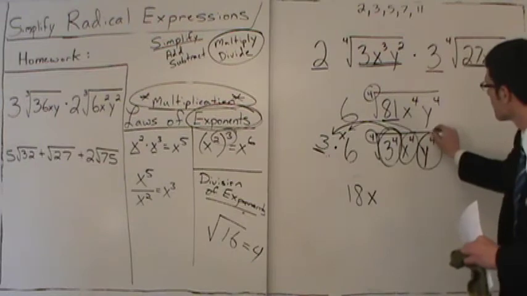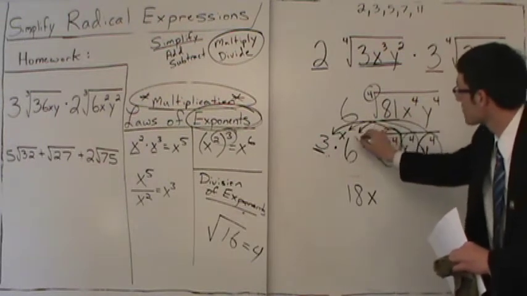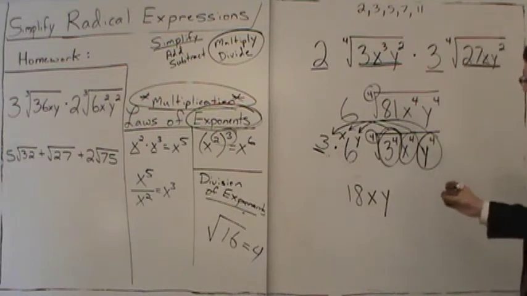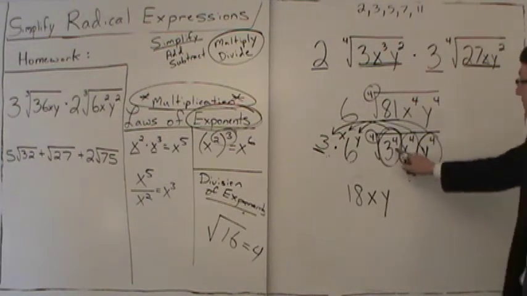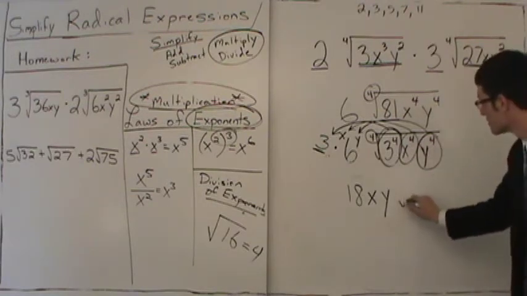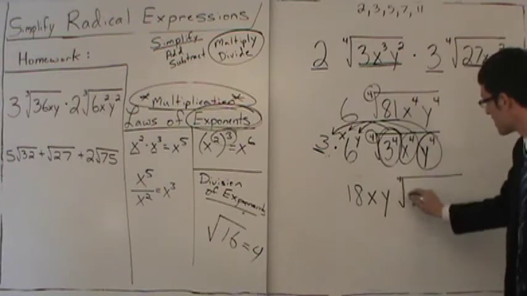Circle one group of 4 y's, comes out, becomes what? Becomes a y. So we have what's on the outside? A y. Now the question is, what's left underneath the root? Well, we took out 4 3's, we took out 4 x's, and we took out 4 y's. There's nothing left under the root.